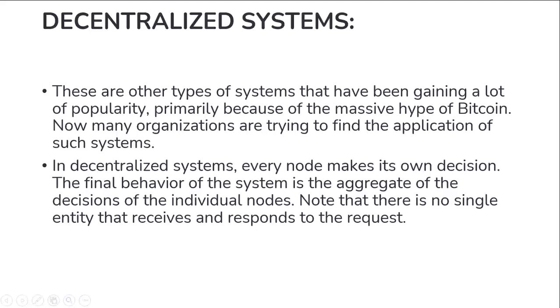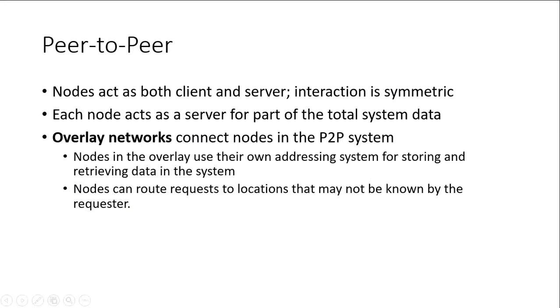If we talk about the distributed system, we already stated in detail that for the user it is one system rather than individual systems, and there is a specific goal. So for a specific goal, we have to aggregate the decisions of the individual nodes. Note that there is no single entity that receives and responds. When we talk about decentralized systems, we will mostly find the word peer-to-peer. So peer-to-peer is actually peer-to-peer links, one-to-one links between two nodes.